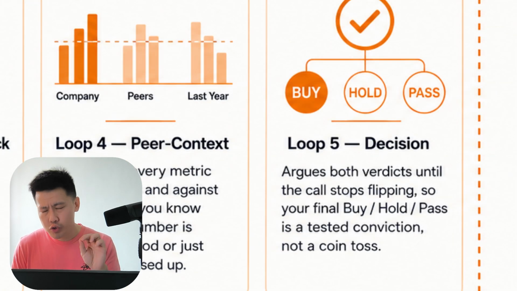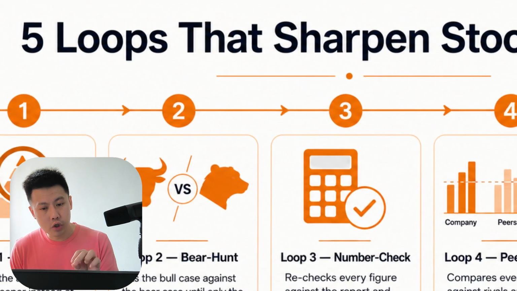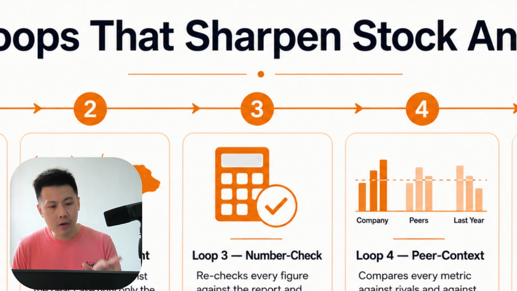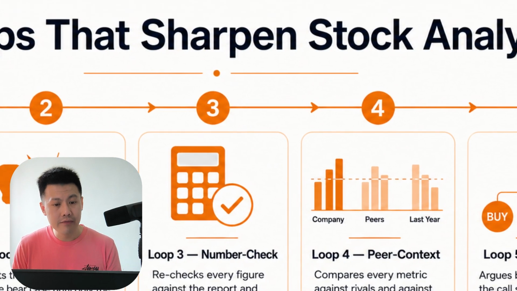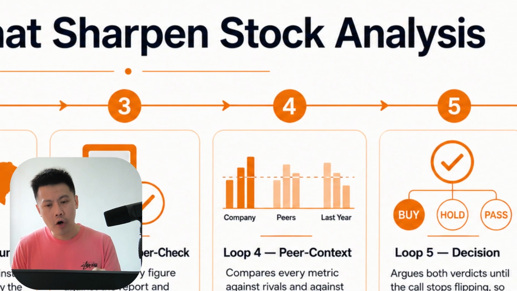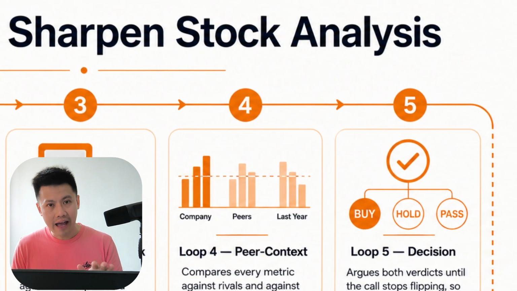Number 5, which is super important, which is the decision loop. Argue both verdicts until the call stops flipping. So your final buy or hold pass is a tested conviction and not just like a coin toss, right? So the bottom line is that each loop kills a different weakness: shallow thinking, bias, bad data, no context, and indecision. And if you run the ones you need, the answer gets sharper from every single angle, right?